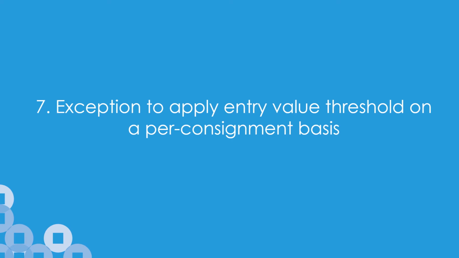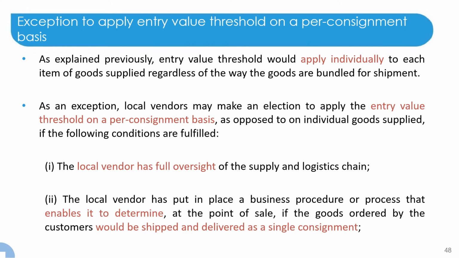The second exception is the exception to apply entry value threshold on a per-consignment basis instead of being applied individually to each item of goods supplied. As explained previously, entry value threshold would apply individually to each item of goods supplied, regardless of the way the goods are bundled for shipment. As an exception, local vendors may make an election to apply the entry value threshold on a per-consignment basis as opposed to on individual goods supplied if the following four conditions are fulfilled.